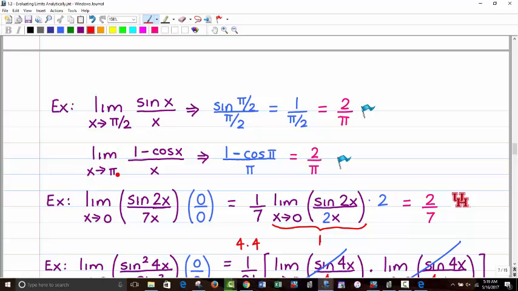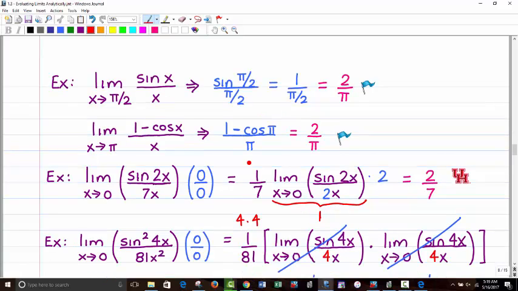Now this one, as x approaches pi, so once again, x is not approaching 0, so you have to plug the value pi in there. So you have 1 minus cos of pi over pi, and just by coincidence, that one also happens to equal 2 over pi. Because cosine of pi is negative 1, so you have 1 minus a minus 1.